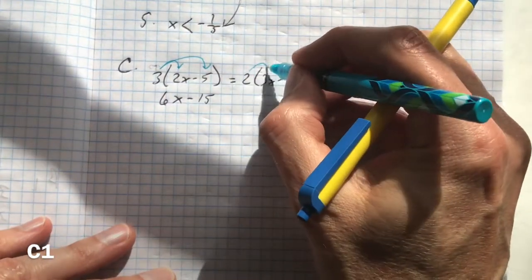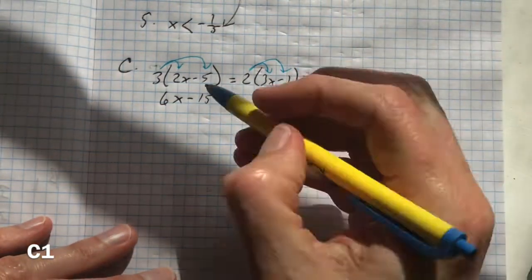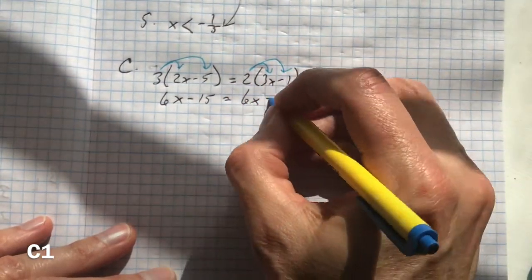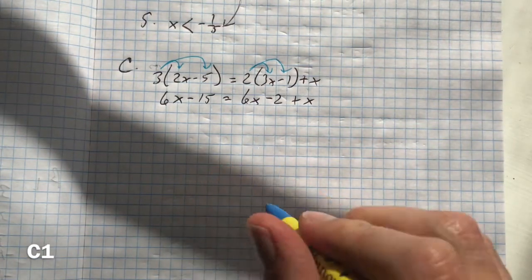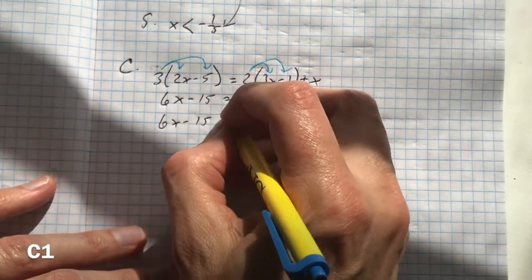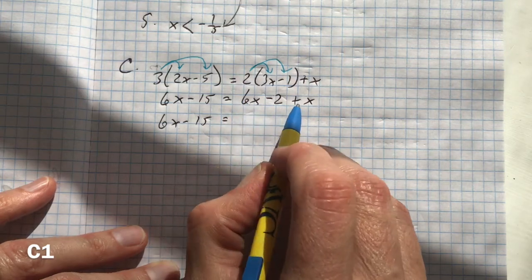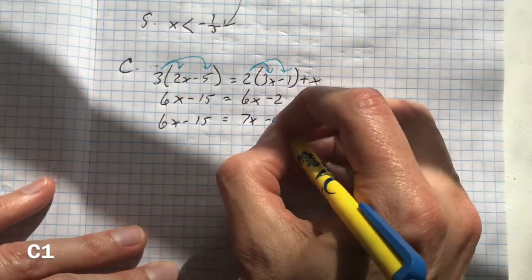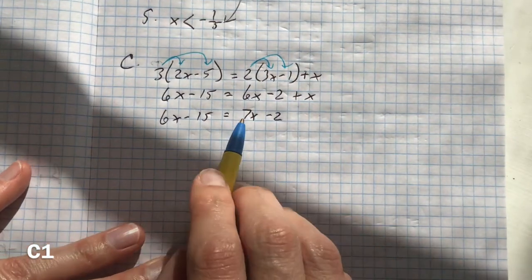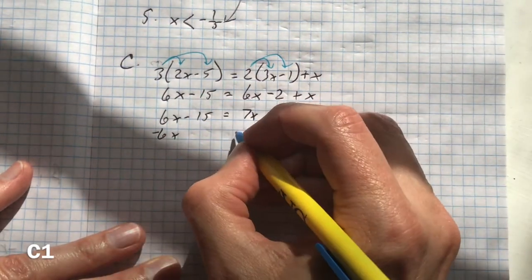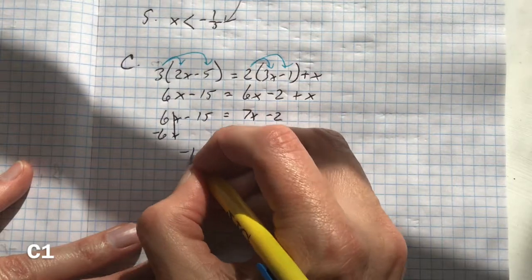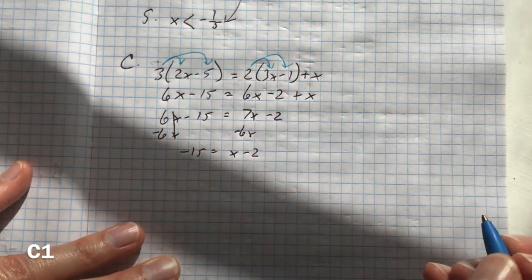Same thing over here, 2 times 3x and 2 times the negative 1 is equal to 6x minus 2 plus x. Now I'm going to simplify this side over here. I've got 6x minus 15 is equal to, this is going to be 6x plus x, so it's going to be 7x minus 2. This side's a little bit larger, so I'm going to move my negative 6 over here, or minus 6 on both sides, I should say. I'm going to have a minus 15 is equal to x minus 2.